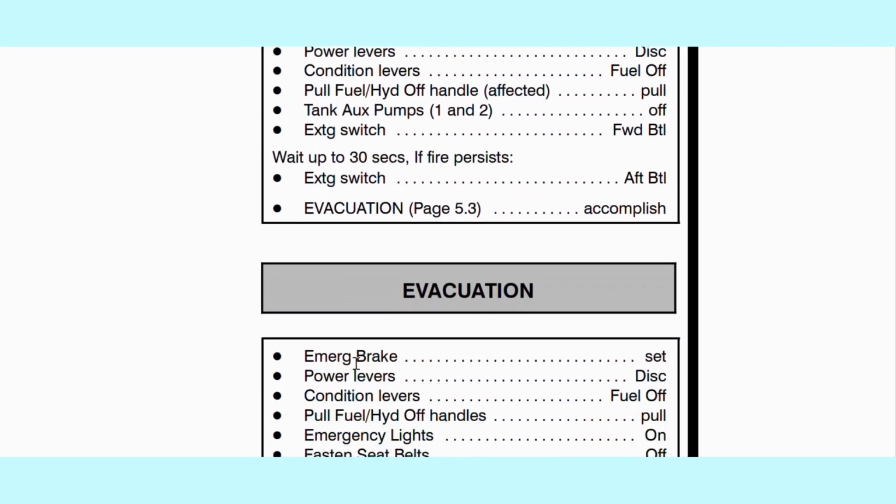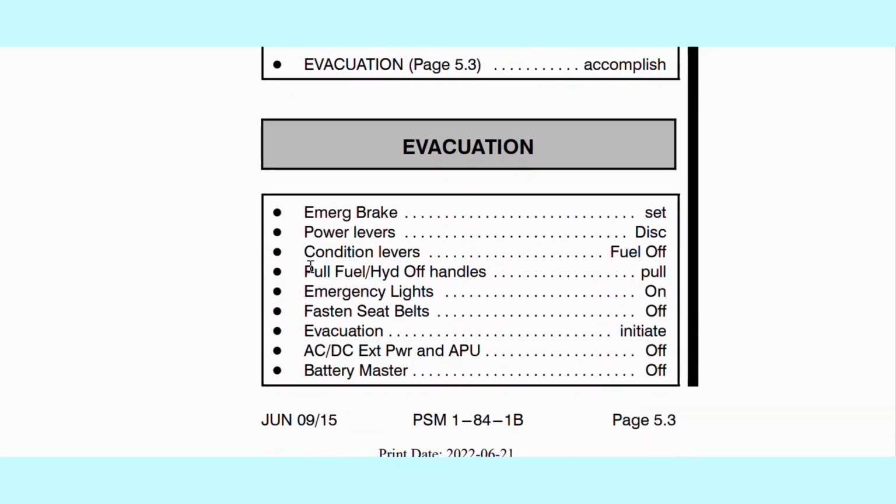and it's again a memory item. So this time it's just about cross-checking. The emergency brake is set, yes it is. Power levers are both at disk, yes they are. Condition levers both fuel off. And now here come the pull fire handles. They need to be both pulled, okay? Both of the handles should be pulled.